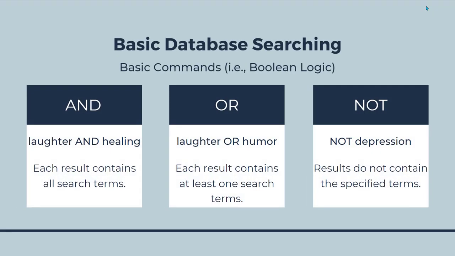This is Boolean logic. If you haven't used it before, the database has it built in. You can use any of these different commands in pretty much any database, and they will either narrow or expand your search. Starting on the left, AND will allow you to narrow your search. If you have multiple terms separated by AND, like laughter and healing in this example, the results will have to have both of these terms represented. I would recommend not having more than 4 or 5 terms separated by AND. Again, that will make your search much smaller because the articles will have to have all of those terms represented.